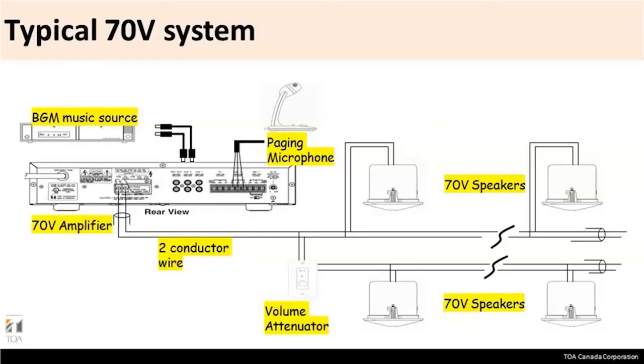Also, you can see you could connect the volume attenuator, or volume control in simple terms, on the wall, which is connected to the speaker line and goes to the attenuator. From there, it goes back to the amplifier. So whenever you change the volume attenuator, it will, in most cases, be a 3 dB up or a 3 dB down, and you could vary the volume level.